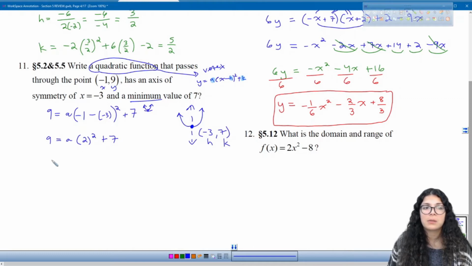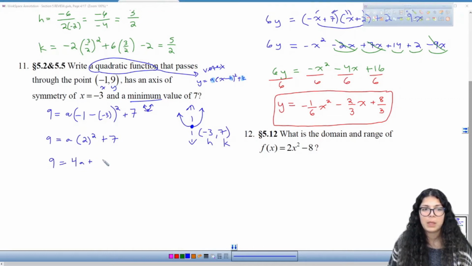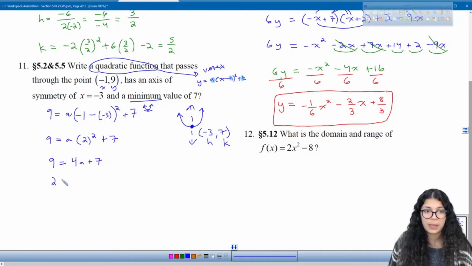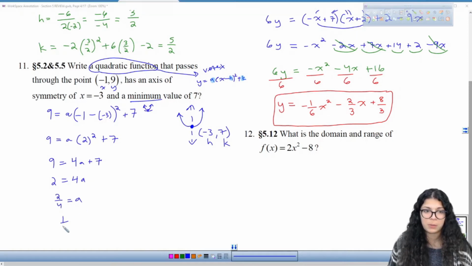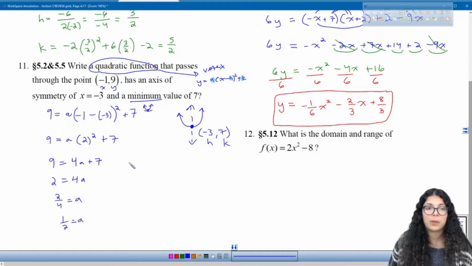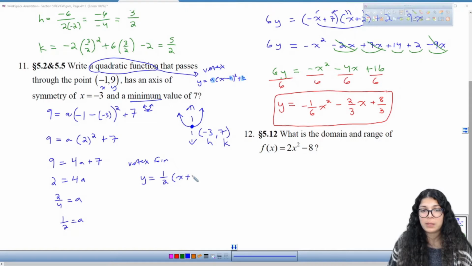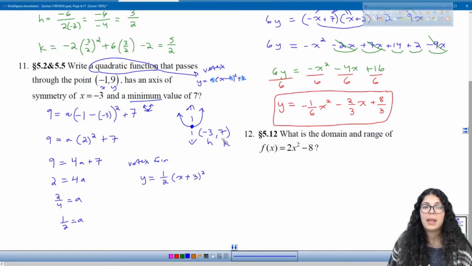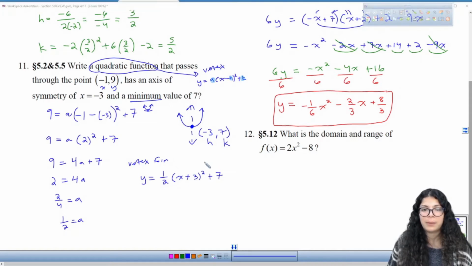2 squared is 4, so this is a times 4, which is just 4a. Subtract 7 on both sides, we get 2 equals 4a. And then divide 4 on both sides, we get 2/4, which simplifies to 1/2. So for the vertex form, it would be y equals a times x minus your h value, minus a -3 is +3 squared, and then plus your k value, which is 7.